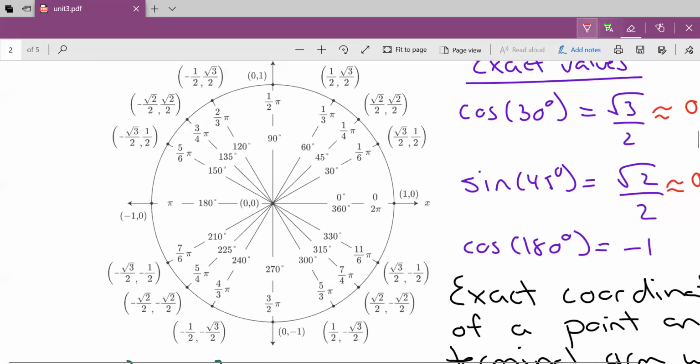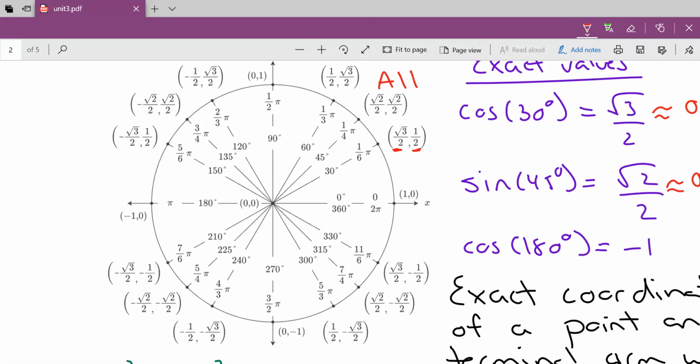What trigonometric ratio is positive in quadrant 1? Well, sine is positive, it's my y value. Cosine is positive, it's my x value. And tangent, which is opposite over adjacent, is also going to be positive. So I'm going to say they're all positive here.